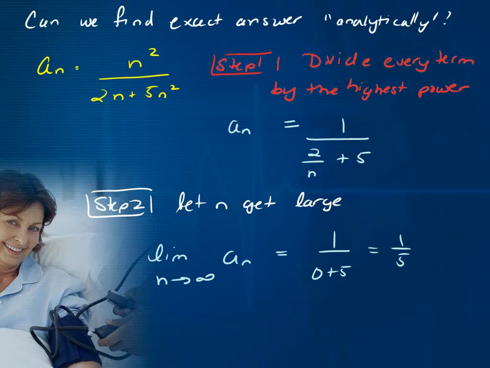So the limit is 1 over 0 plus 5, which is 1/5, and voila, that's 0.2. So what my eyes told me with the graphs were exactly the same as what I get analytically.